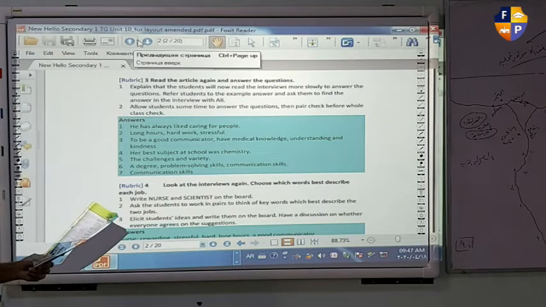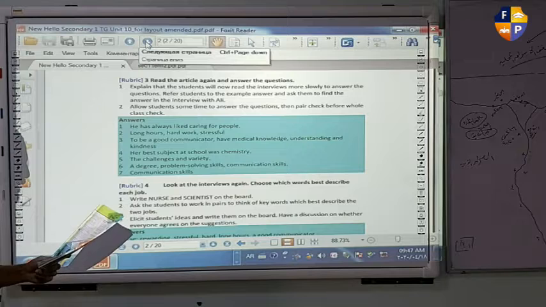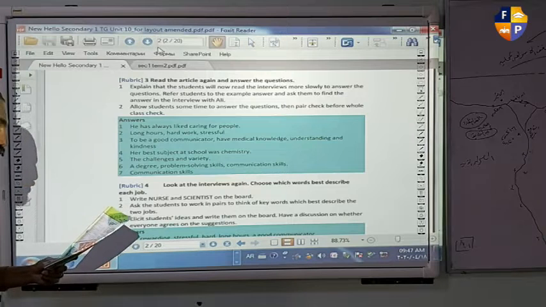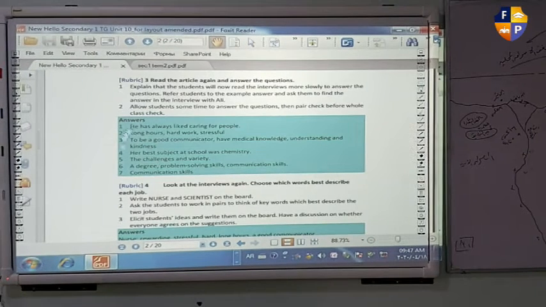Number 2, what does Ali say is not so good about his job? The answer is going to be long hours, hard work, and it is stressful. Number 3, what skills does Ali say you need to be a good nurse? To be a good communicator, one of the qualifications, and have medical knowledge, understanding, and kindness.